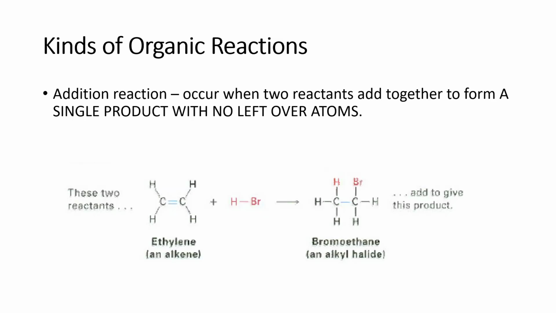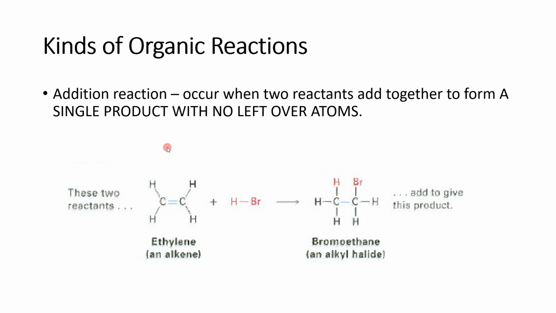Okay, so to start, let us discuss the different types of organic reactions based on the reactants and products. So the first one is your addition reaction. An addition reaction occurs when two reactants add together to form a single product with no leftover atoms. Basically, this is A plus B equals C.